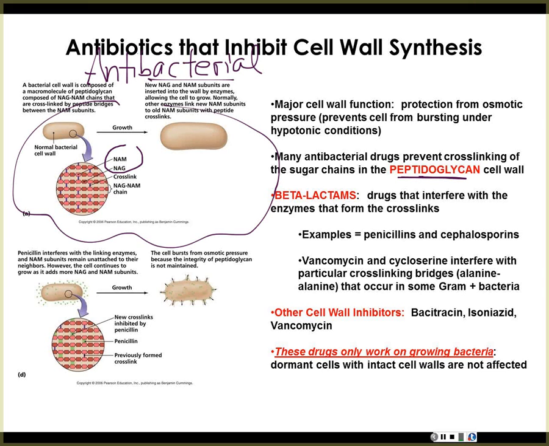You've got strips of those, and then those strips are held together through cross-links, and the cross-links are actually peptides, little short chains of amino acids. And so those NAG-NAM sugar strips are held together this way and then this way, so you wind up with a 3D peptidoglycan cell wall.